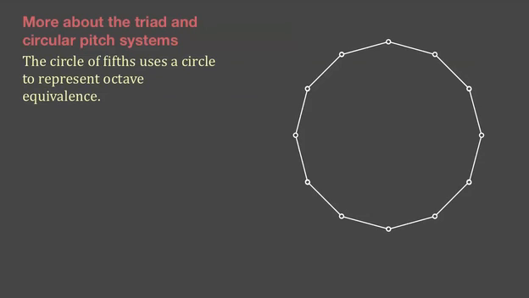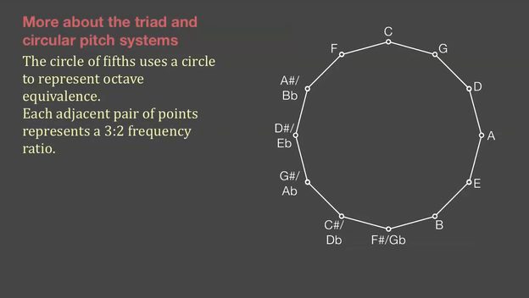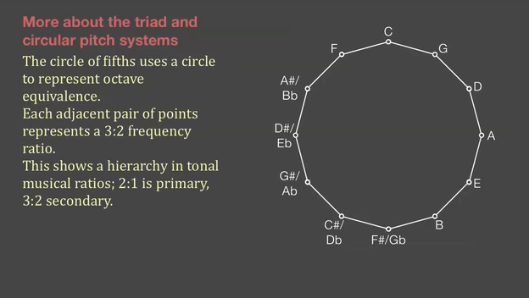As we discussed in an earlier presentation, the circle of fifths uses a circle to represent octave equivalents, and this circle of fifths also functions as a kind of shorthand description of how our ear parses tonal pitch systems. On the circle, each adjacent pair of points represents a 3:2 or perfect fifth frequency ratio. This shows a hierarchy in tonal musical ratios. 2:1, the octave, represented by the entire circle, is primary. The 3:2 fifth is secondary.